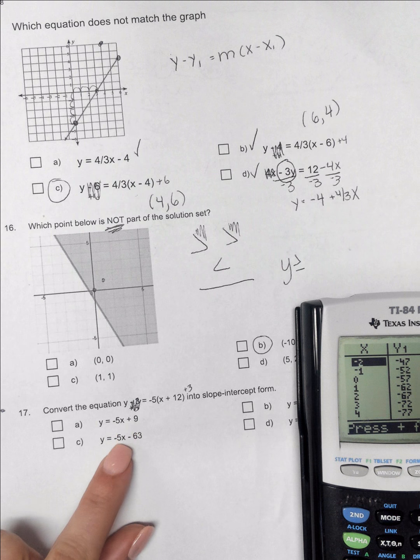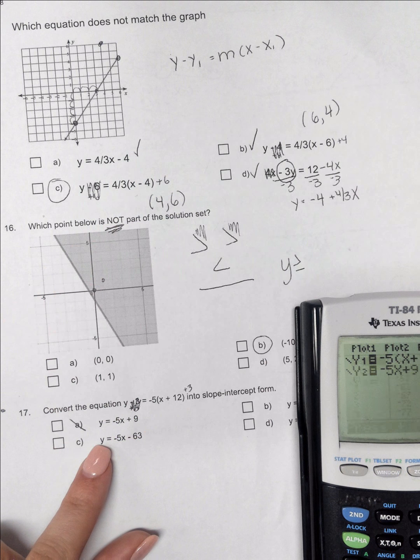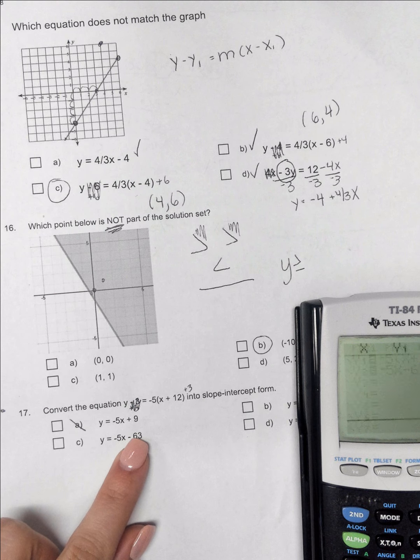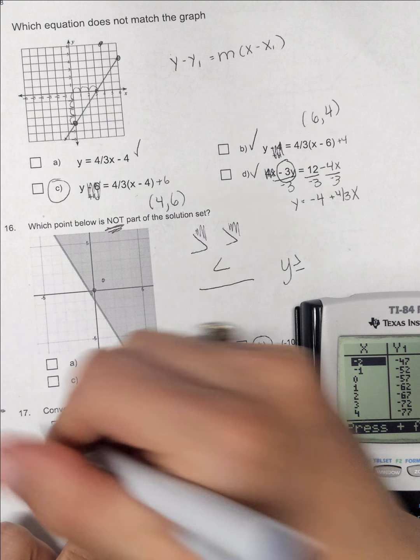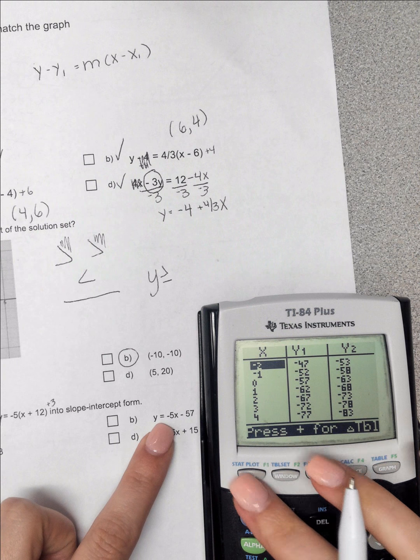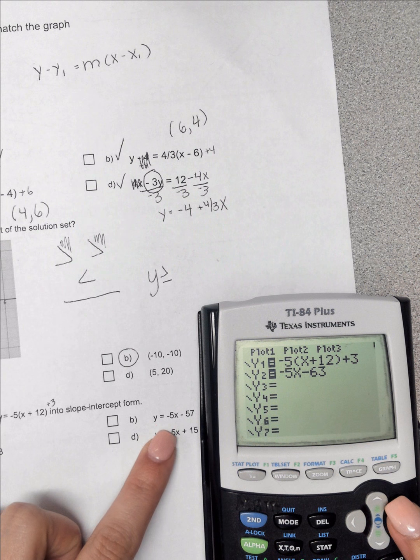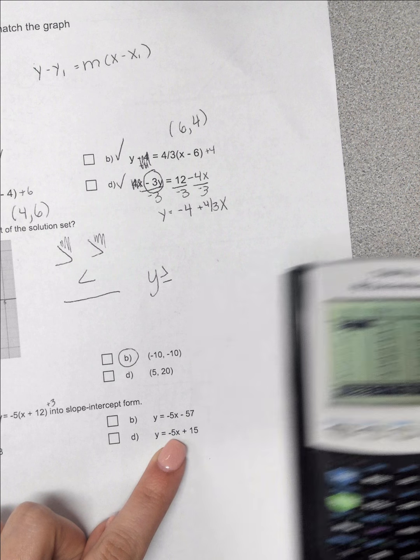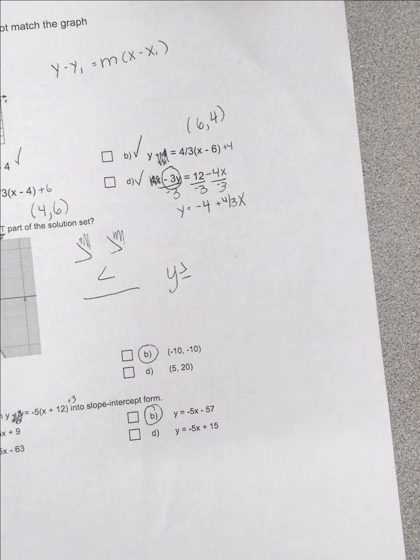Nope, not the same. Okay, negative 5x minus 63. Nope, not the same. Okay, negative 5x minus 57. Yep, same. Every single equation is the same. So that's how you do it on the calculator.